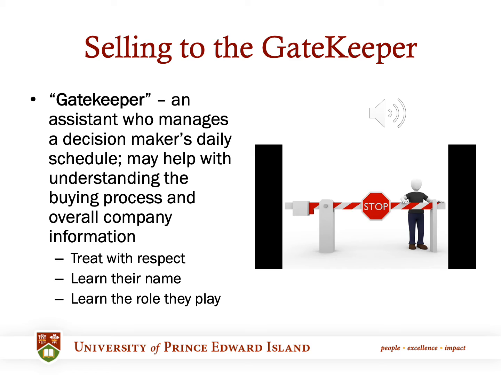What happens though when the person who you want to connect with and build a relationship with is protected by what's called the gatekeeper? The gatekeeper is an assistant who manages the decision maker's daily schedule. It's really important that you understand who these people are and develop a strategy to help you get past the gatekeeper to ultimately communicate and connect with the person who you're trying to reach. You always want to treat the gatekeeper with respect and with kindness. You want to learn their name, and you want to learn the role that they play in the organization.